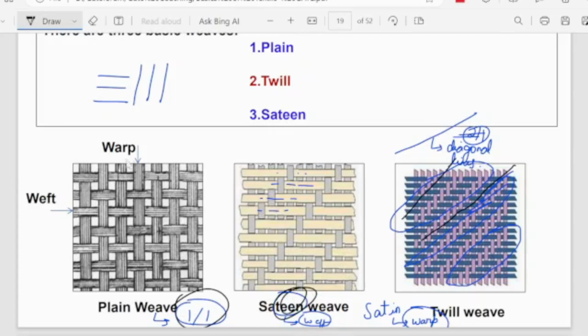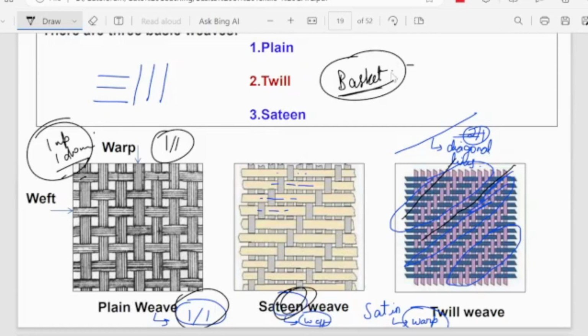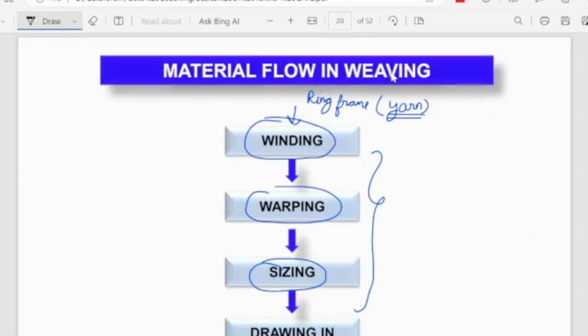And plain weave is one warp and one weft, means this one is warp, this one is weft, one up one down, one up one down. This type of weave is known as sateen weave. Other weaves include basket weaves, that is a modified format of plain weave. We will also discuss these aspects.